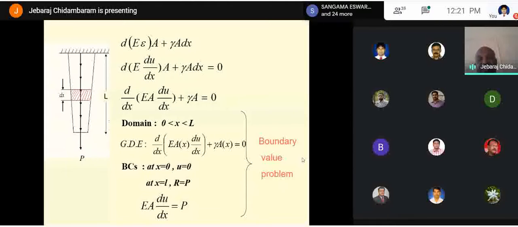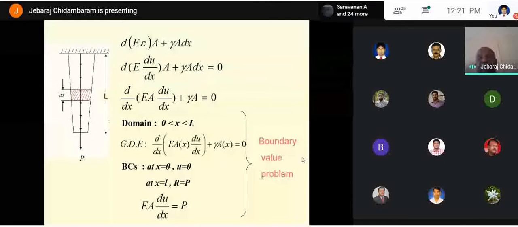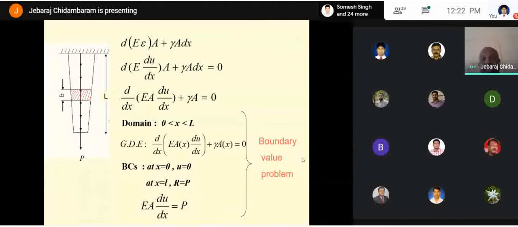If my applied force is 100 and my reaction force is 99, what will happen? It is not under equilibrium. It will keep on elongating because there is a difference of 1 Newton. So the boundary condition says the applied force must be equal to the reaction force. So at x equal to L, what is the reaction force?